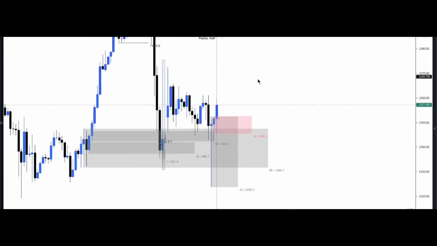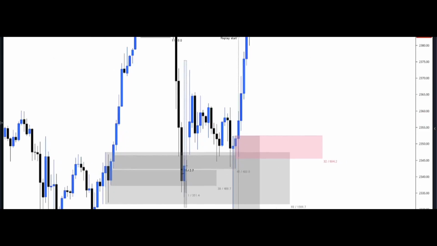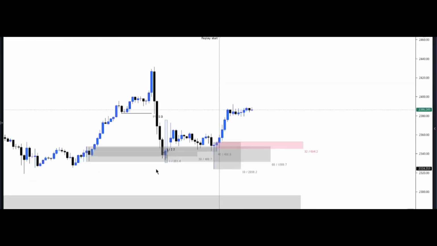This is the process, guys. So this is the 1H. Is this our refinement? So as you can see, price didn't come into it and went higher. Now our low is still here. So we are still very much in tune. So let's continue.